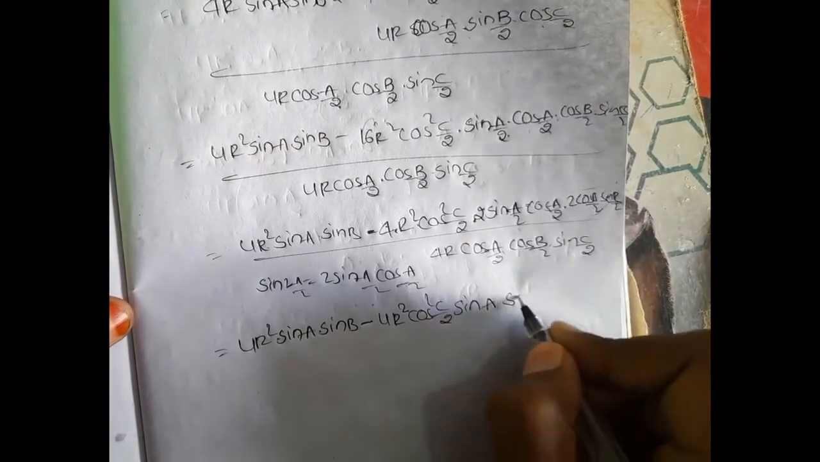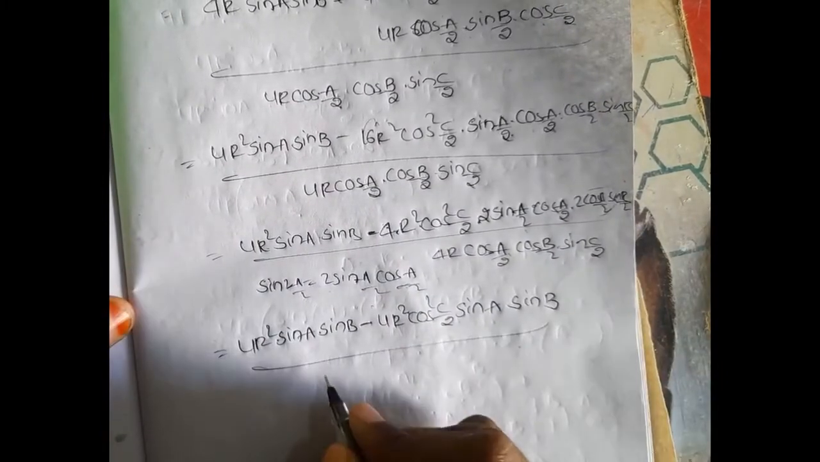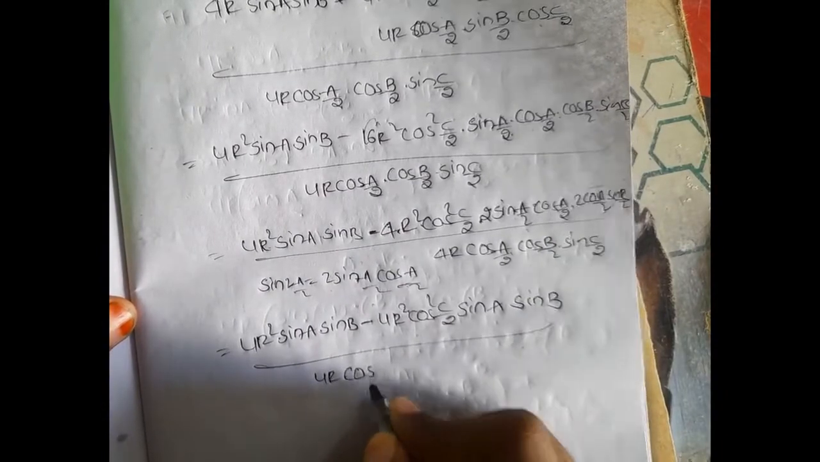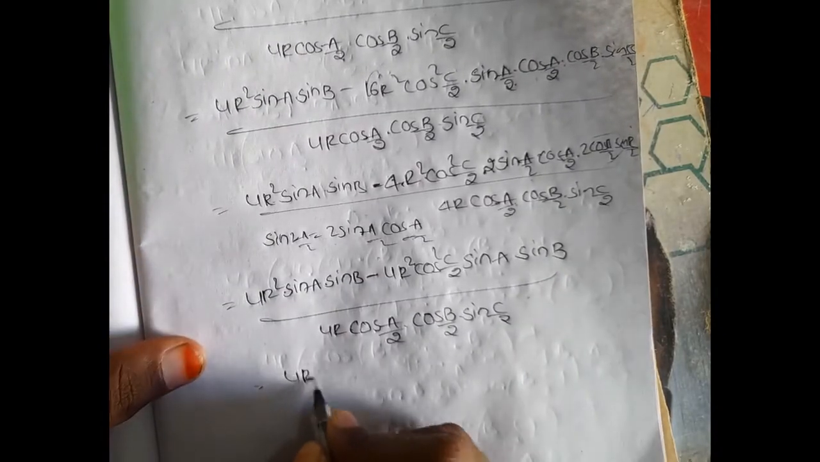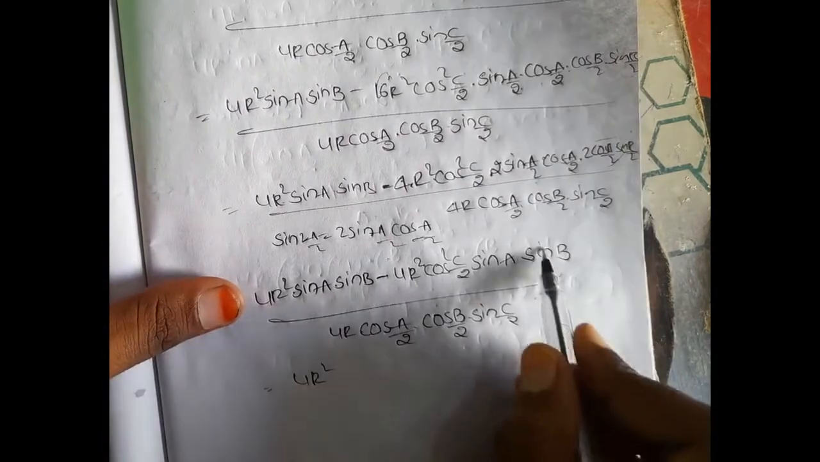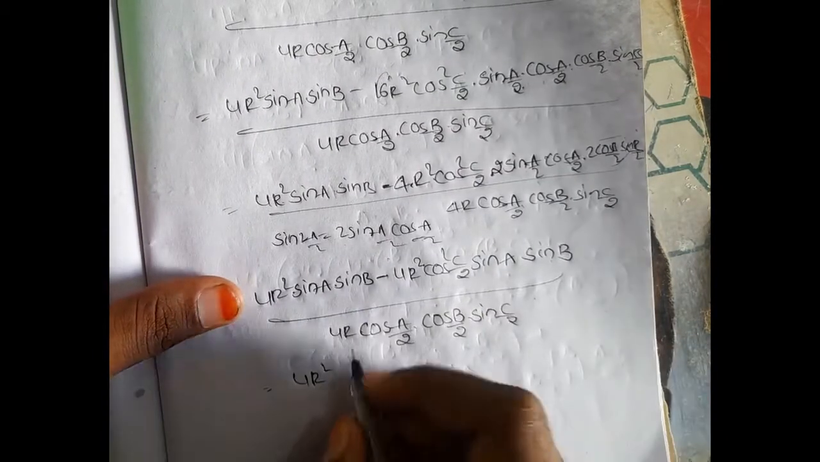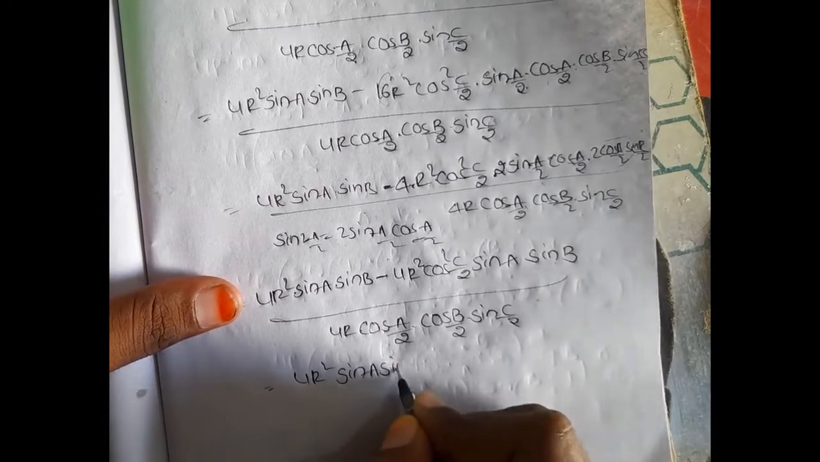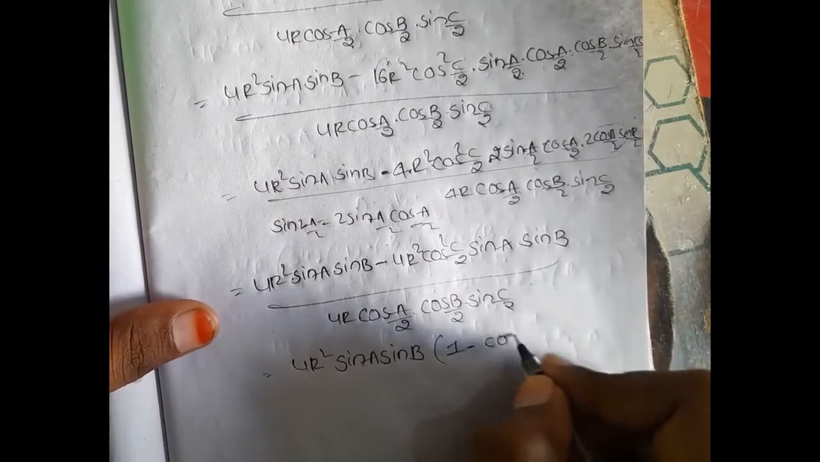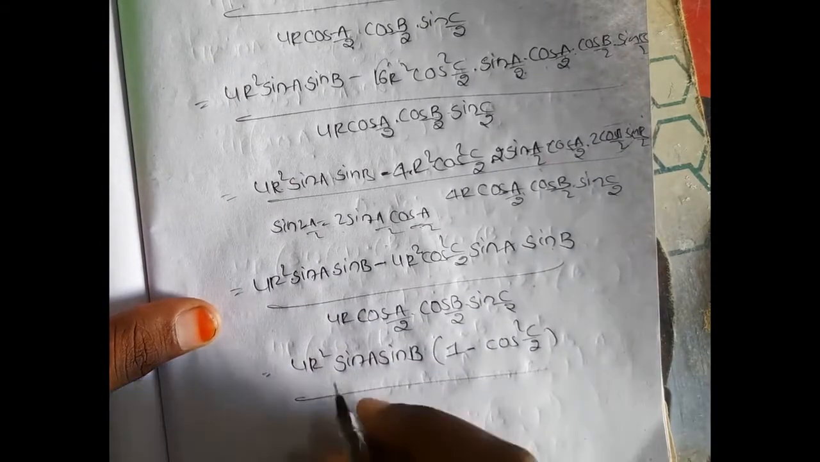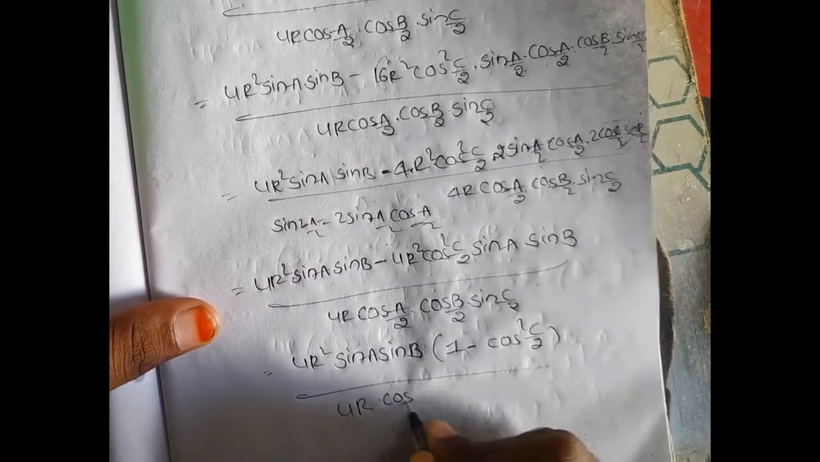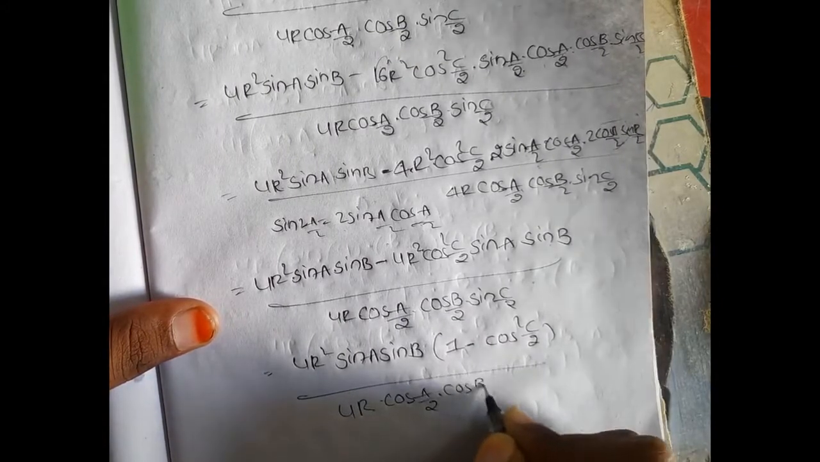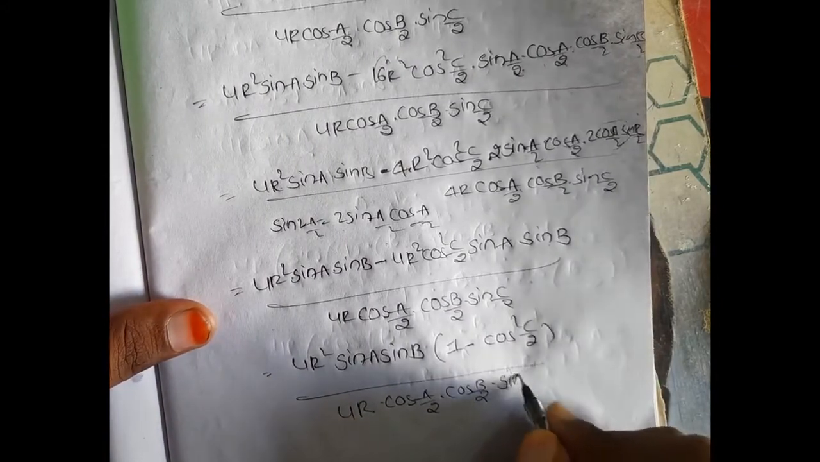And here it is sin b by 4r cos a by 2 cos b by 2 sin c by 2. Now from here we can take 4r square sin a sin b common, and it is 1 minus cos square c by 2 by 4r cos a by 2 cos b by 2 sin c by 2.